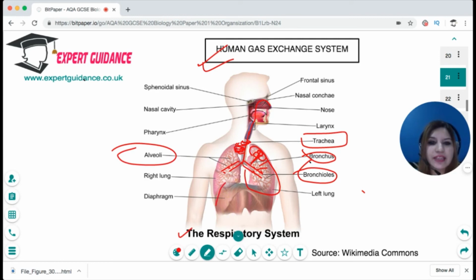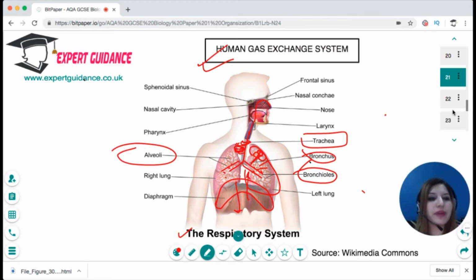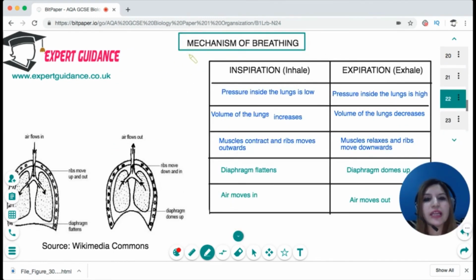And then there's a dome-shaped muscular organ called the diaphragm, which goes up and down to regulate the chest volume for inspiration and expiration. Now, what is the function of the respiratory system? The function of the breathing system is to breathe. Breathing is taking in oxygen and giving out carbon dioxide.